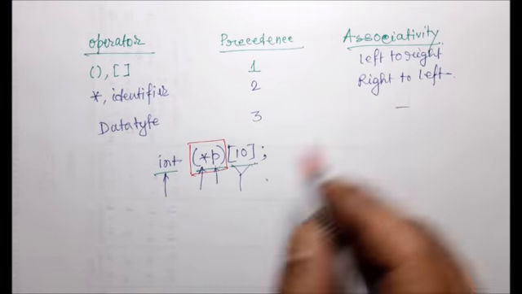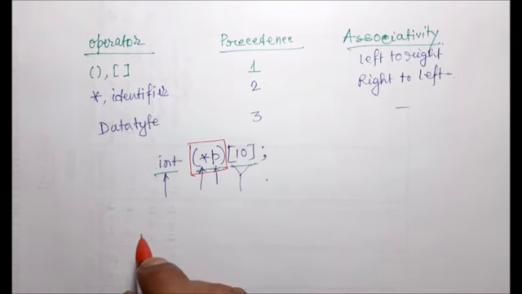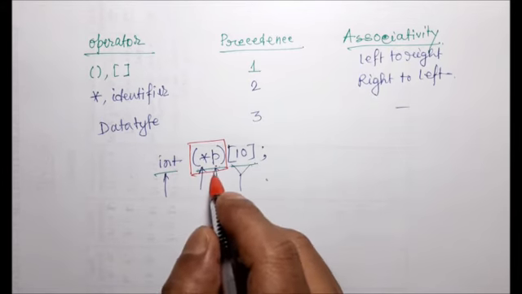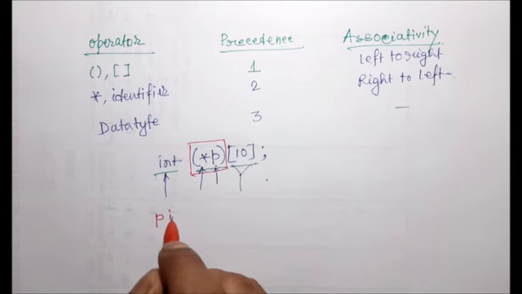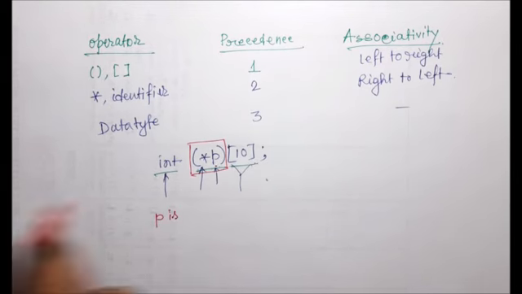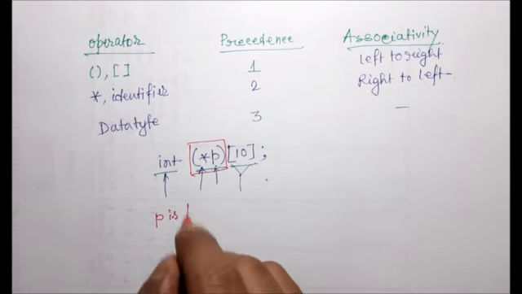So right to left, so p is a pointer. First I have to write p is a pointer. So associativity goes to p first. Here the first is the first bracket, so p is a pointer. Star means pointer. Okay, so I'll write is pointer.